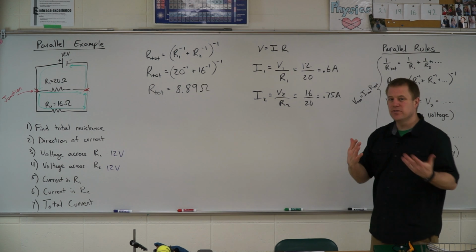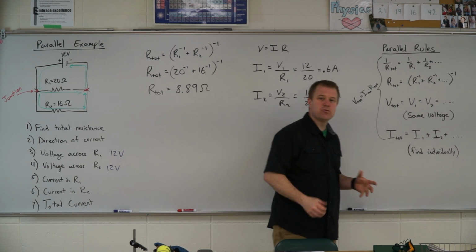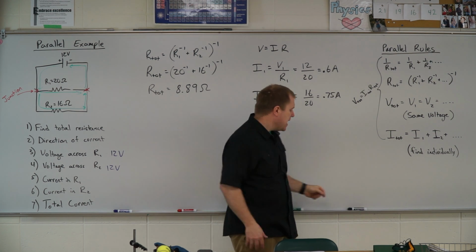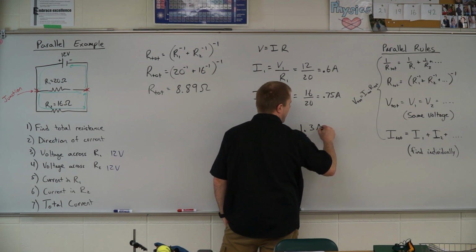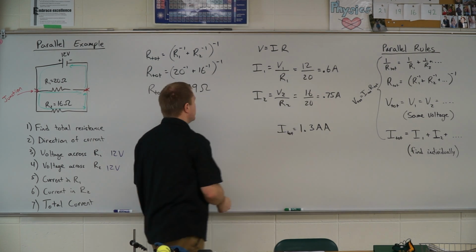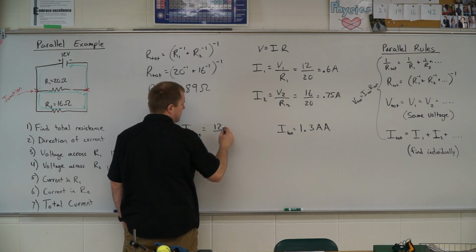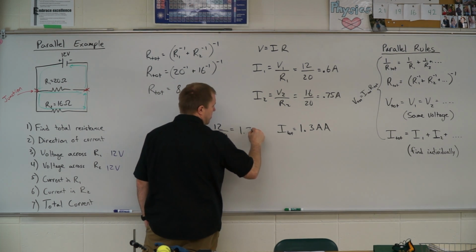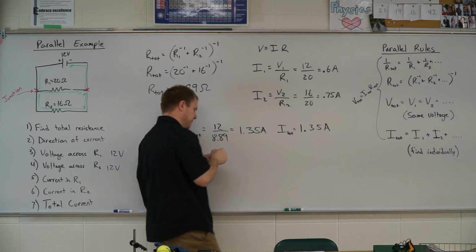And so then I can find my I total, which is my last step here, in one of two ways. I can either add up the currents of all of the individual parts to get the total current, or I can use V total and R total. Either one should give you the same number. So if I put these two together, I get 1.35 amps as the total current. That is one option, by adding those two currents together. The other option is I total is going to be V total, which is 12, divided by R total, my 8.89, which also gives me the 1.35 amps. There you go.